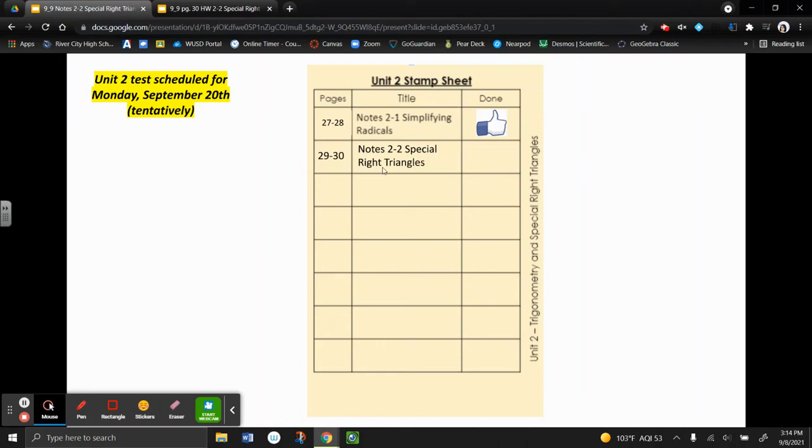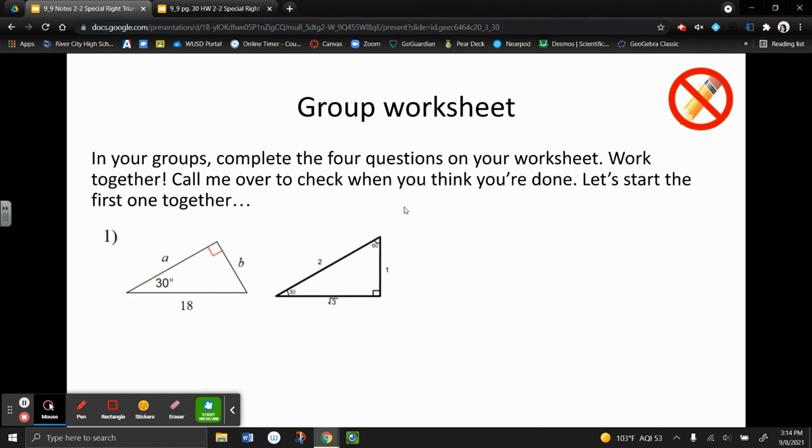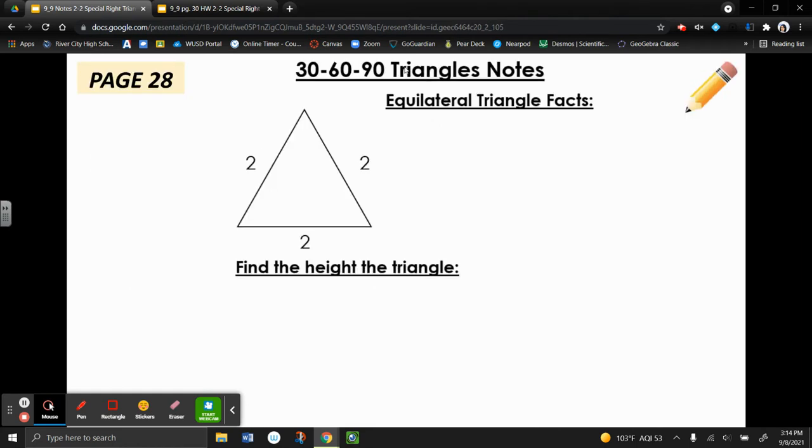All right, here's the video for Notes 2-2, special right triangles. First we're going to start out with what's called 30-60-90 triangles. First of all, let's talk about equilateral triangles. In an equilateral triangle, we know that all sides are equal, as well as all angles are equal.